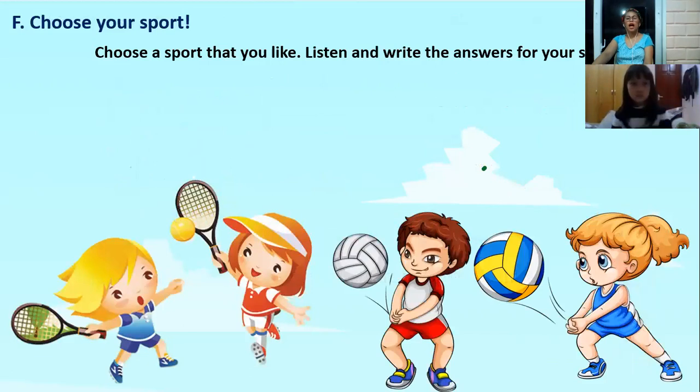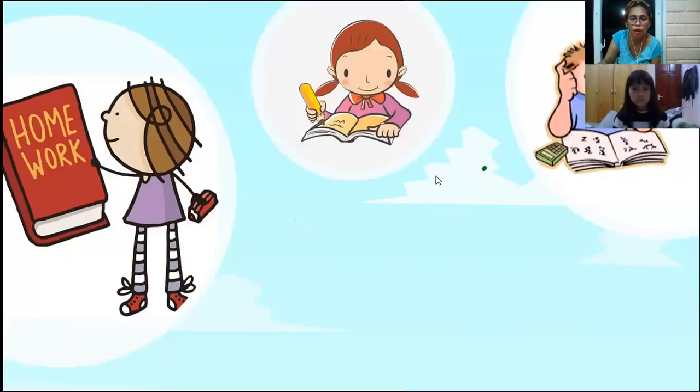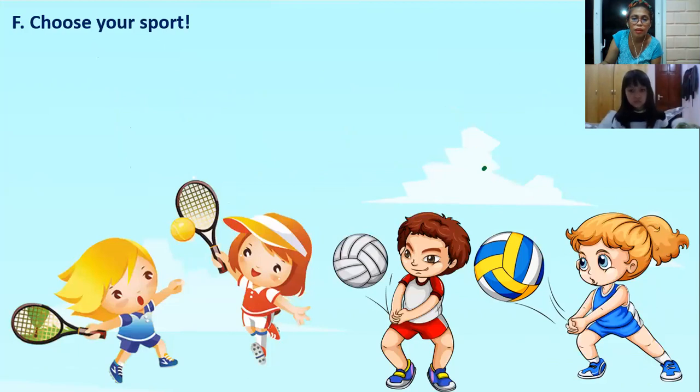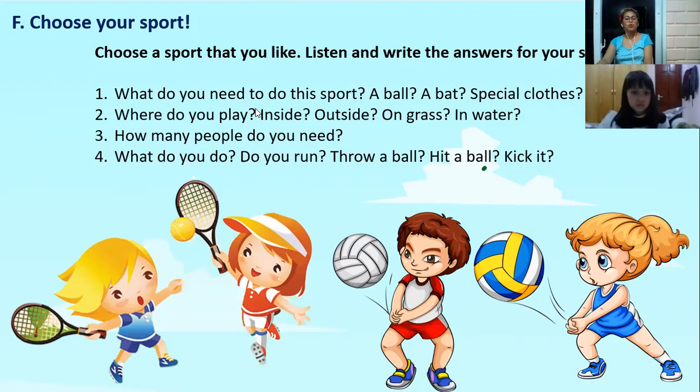Okay. Yeah. You will have to choose your sport. Pick your sport. What's this? Tennis. This is volleyball. And this is also volleyball. What do you need to do in this sport? Choose a sport that you like and listen and write the answer for your sport. Okay, wait for a while. Choose a sport that you like. Okay, here. First, what do you need to do this sport?